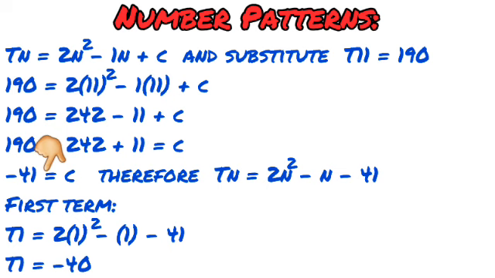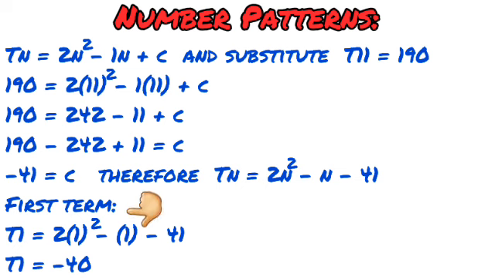I simply punched everything in my calculator. So therefore, when I put it back into my format, it's going to be now Tn is equals to 2n squared minus n, because minus n and minus 1n is the same thing, right? Then minus 41.